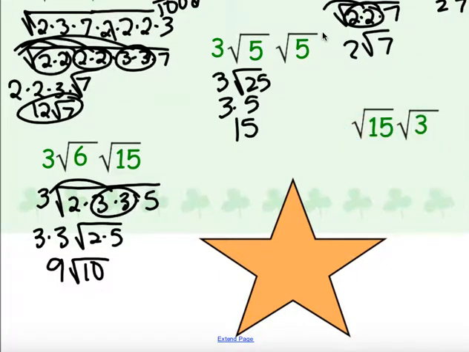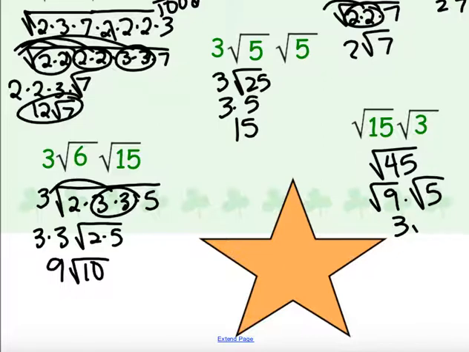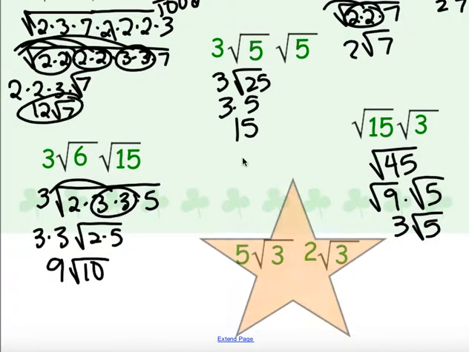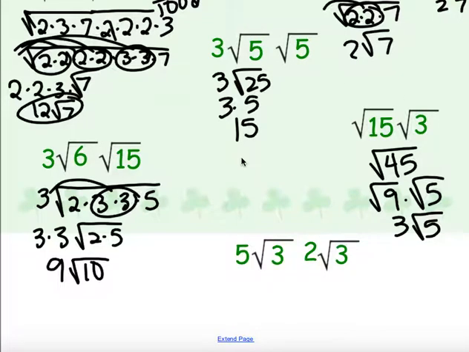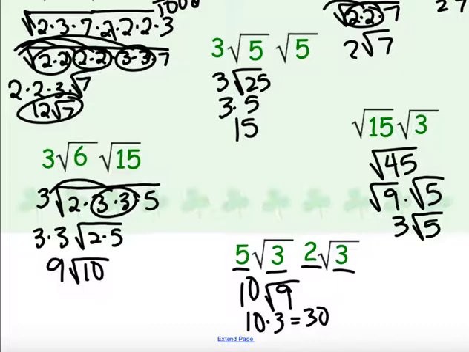All right, next one. Root 15 times root 3. Now we could say this is the square root of 45, which means I have root 9 times root 5, and the square root of 9 is 3 times root 5. There are many, many different ways to simplify these. And last one on the page, 5 root 3 times 2 root 3. Now when we see things like this, we need to actually multiply the outsides, so we get 10, and we multiply the radicals, which means we get root 9, which really is just 10 times 3, or 30. So we need to be able to multiply these radicals together and simplify as much as possible.